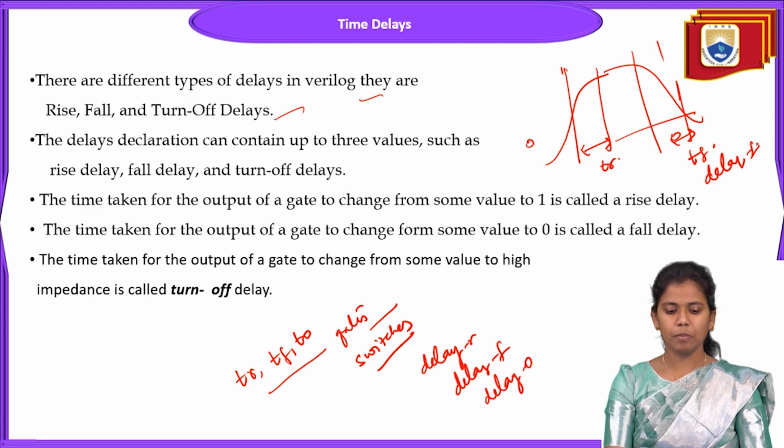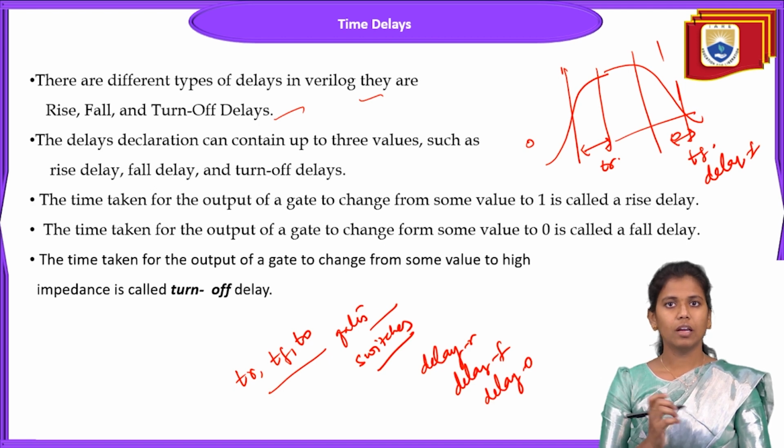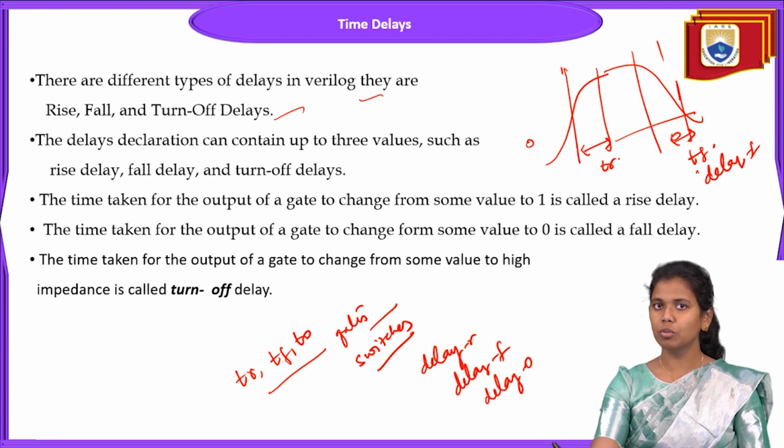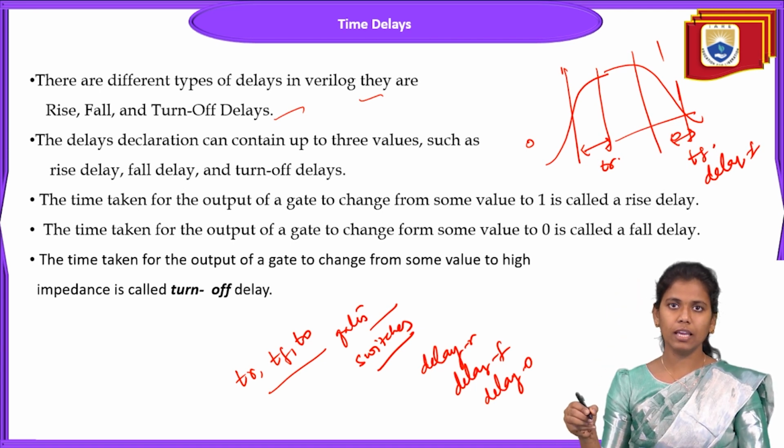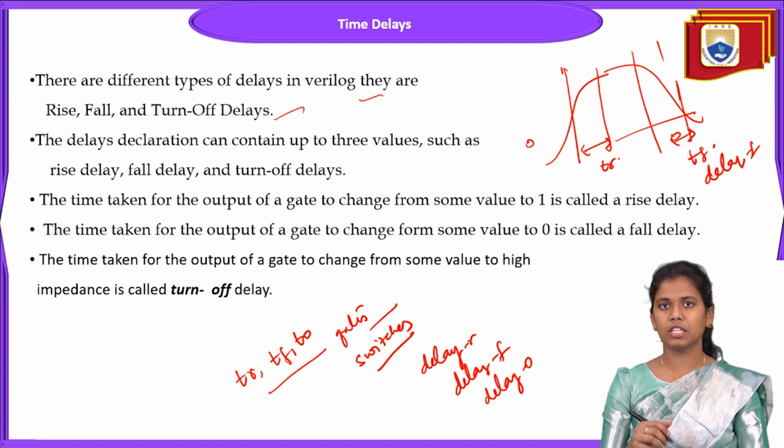So the time taken for the output when it changes its value from 0 to 1 is the rise time, and the delay associated with it is delay underscore R. When the output changes its value from 1 to 0, it is the fall delay. The time taken for this change is the fall time, and we associate the fall delay with the time constraint TF; in delays we usually represent it as delay underscore F.